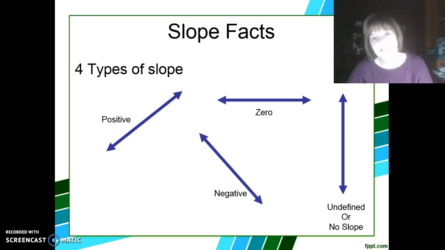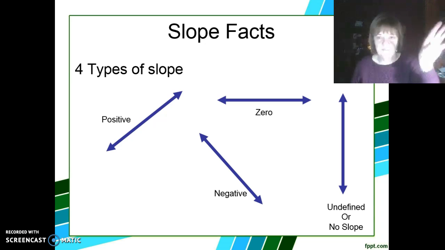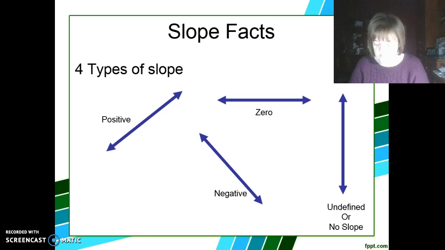There are different kinds of slope, 4 different ones. If it's going in this direction, slope is positive. And we're going to learn more about that in a few minutes. If it's going the other way, we consider that to be a negative slope. Okay. If it's flat, like a horizontal line, it is actually a slope of 0. And then straight up and down, we just call that undefined or no slope.